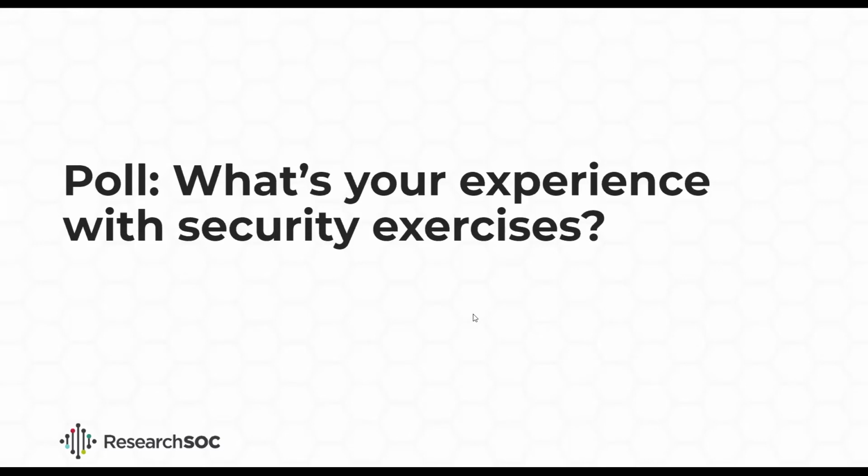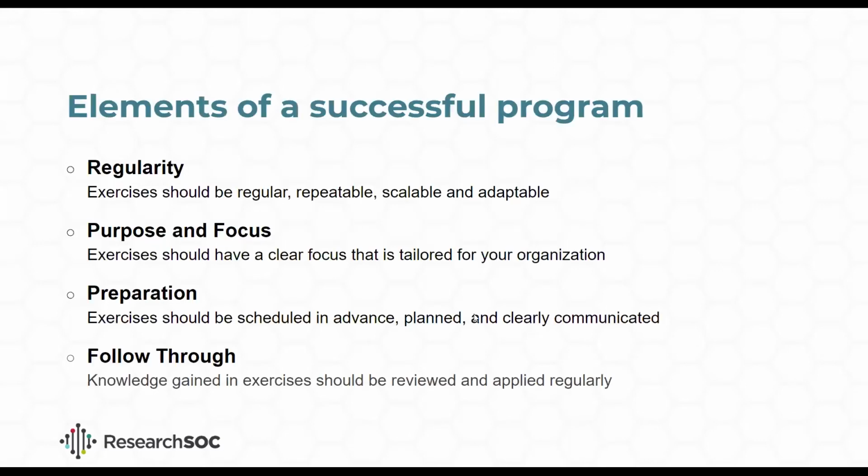Josh, back to you. All right, thanks everyone for your feedback. I know from the registrations, a lot of people had questions about how do you define or identify a successful security program. So we're going to talk a little bit now about some elements of what a successful program looks like. We have 4 key ideas that we've identified here: regularity, purpose and focus, preparation, and follow through. We'll talk first about regularity.